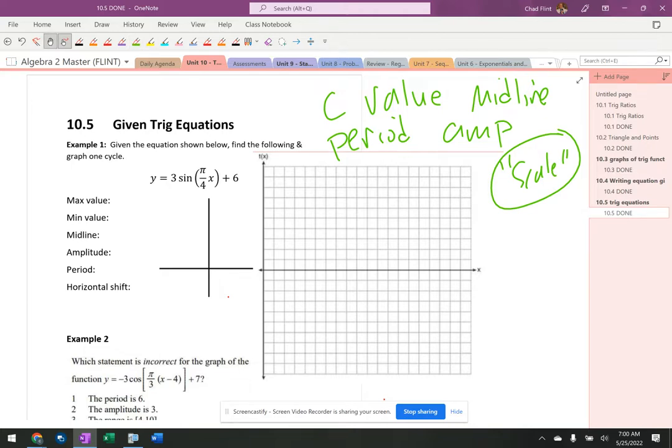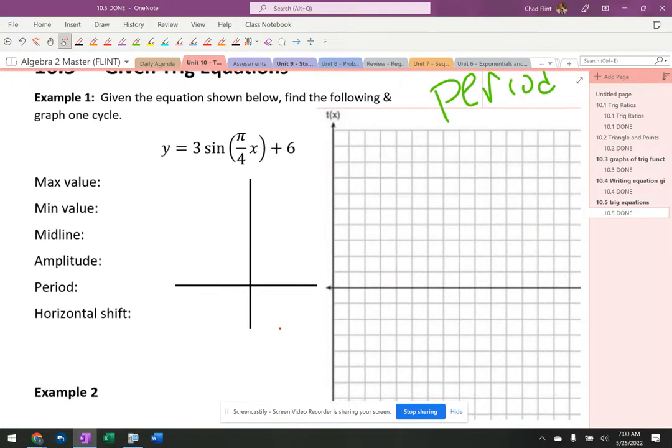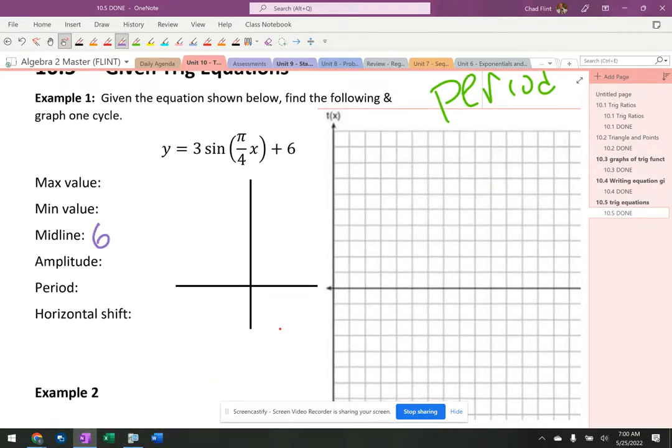I'm going to fill out what Miss Sherritt has here, because she has it. So the midline is 6, y equals 6. The amplitude is 3, which means the max is 6 plus 3 or 9, and the min is 6 minus 3 or 3, because it's going to go from 6 up and down 3. The period is 2 pi over b. That's b right there. So the period is 2 pi over 4.